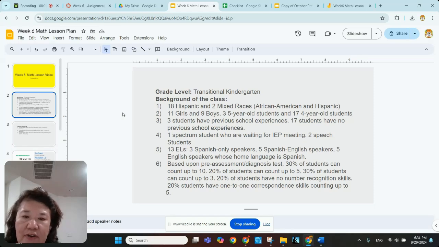My grade level is transitional kindergarten, mainly 4 years old and some 5 years old. The background of my class is I have 20 students: 18 Hispanic and 2 mixed races. I have 11 girls and 9 boys, and 3 5-year-old students and 17 4-year-old students. The 3 five-year-old students just turned 5 in the month of September.